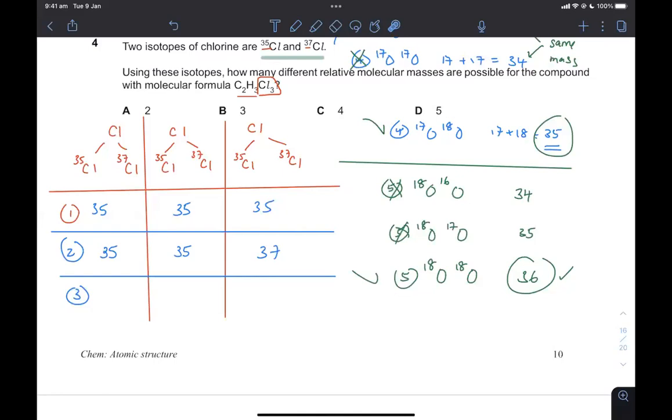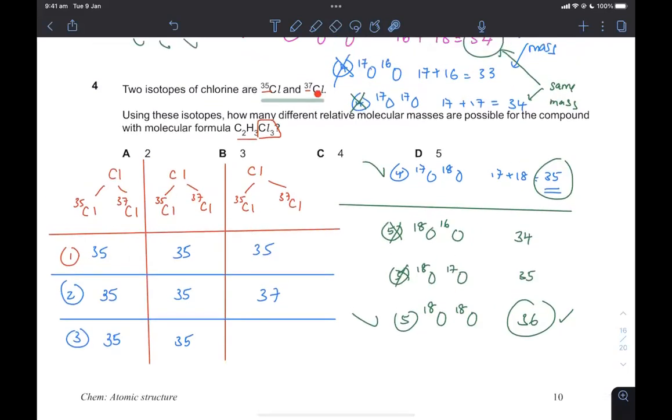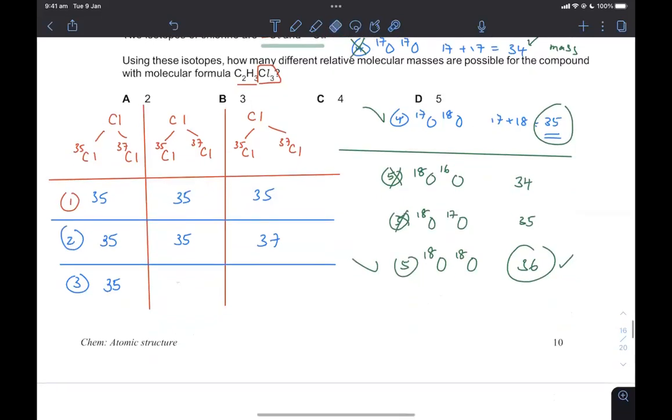35. Don't wait for me. What else? 35. What else? 39. But I only have two isotopes, chlorine 35 and chlorine 37. It's called reading question. I only have two isotopes. I don't have 39. I do not have 39 according to the question. So you're wrong. I cannot have 39. What can I have?